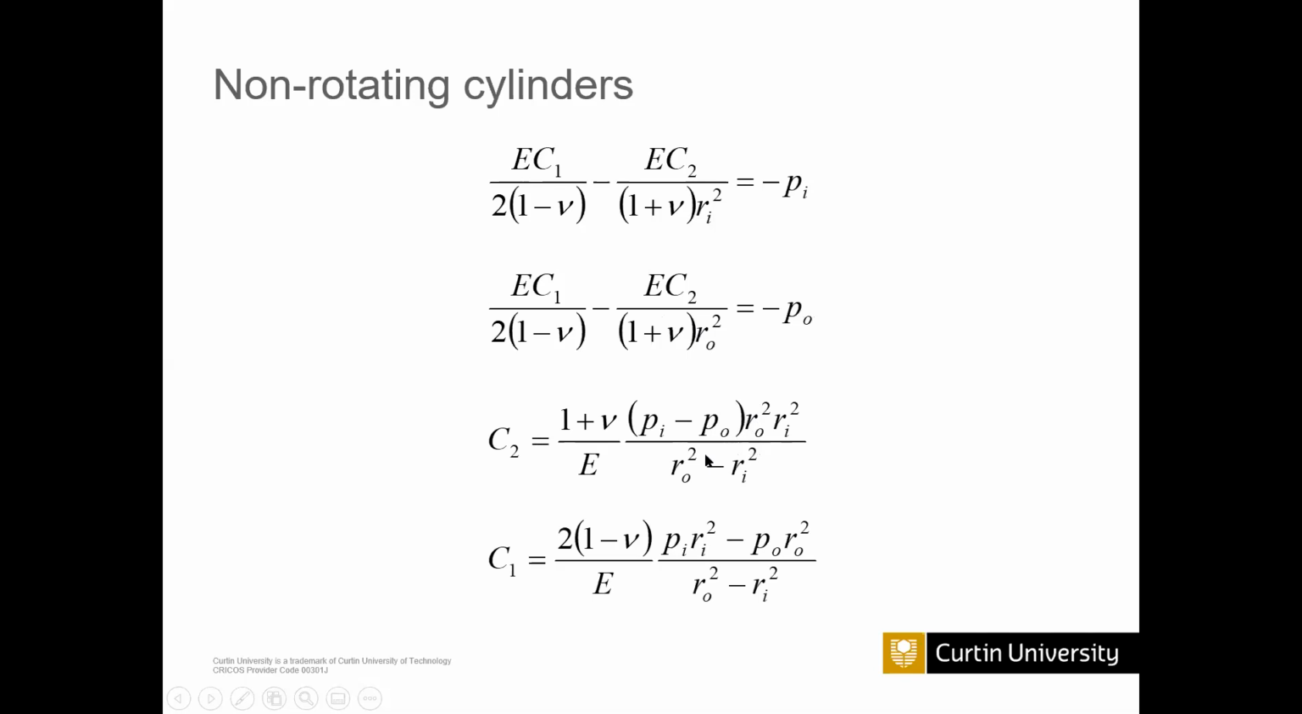Sometimes you will be surprised that even though these are constants, there is a radius. But don't worry, because these are not variables. R naught and Ri are constants. They are the boundaries, so R naught and Ri are constant for the particular case. The outer surface radius is not going to change, and the inner surface radius is not going to change. So C1 and C2 are constant. Pi and P naught also are constant in the particular case. The pressure or stress will vary along the radial direction, not at the outer surface and inner surface. That's why we call it the boundary condition.